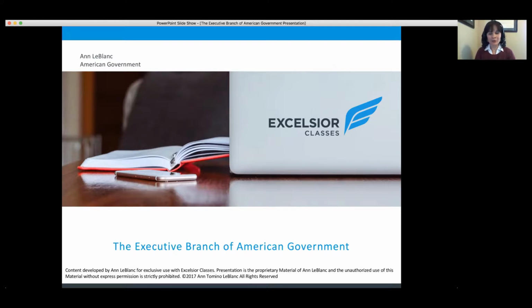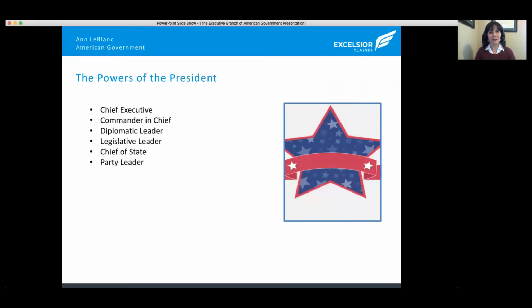Today we're going to talk about the executive branch of government. The executive branch of government is created by Article 2 of the U.S. Constitution, and the power of the executive branch is vested in, or held by, the President of the United States. There are generally 6 powers that the President possesses.